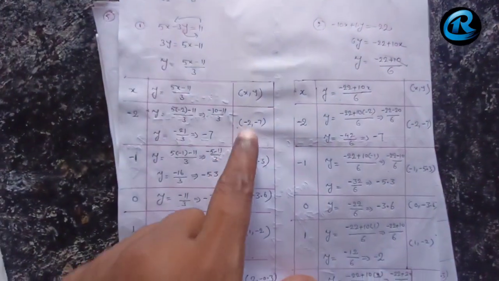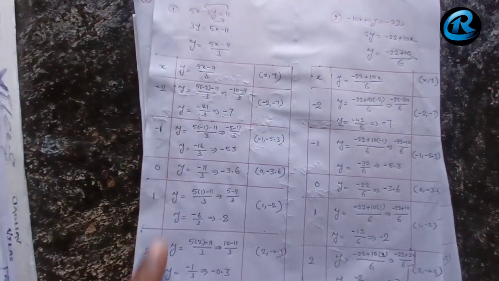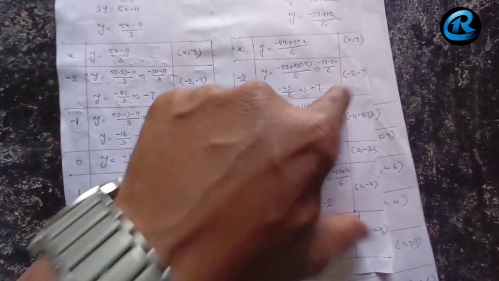See that whatever values you got in the first table, if you take the same values, here x equal to minus 2, minus 1, 0, 1, 2, no? Here also x equal to minus 2, minus 1, 0, 1, 2. So you will get the same solutions in the second table also.